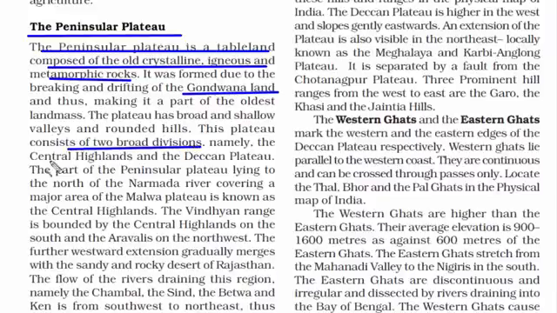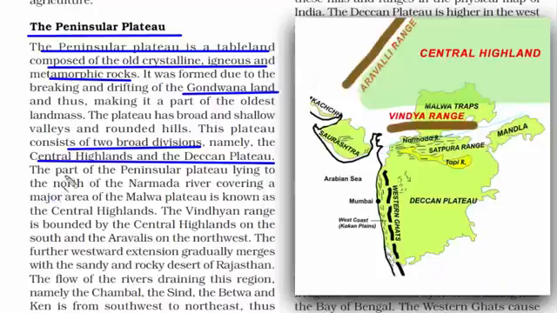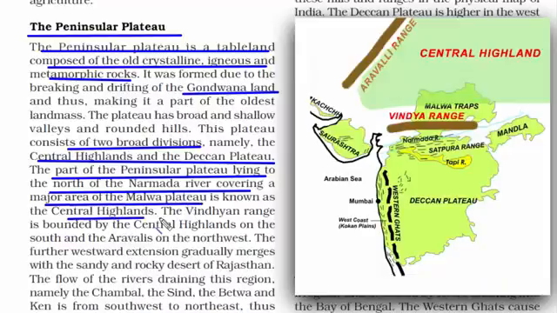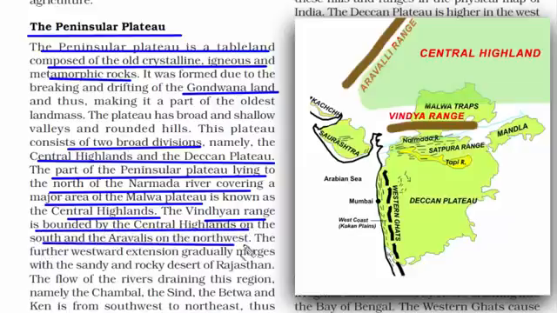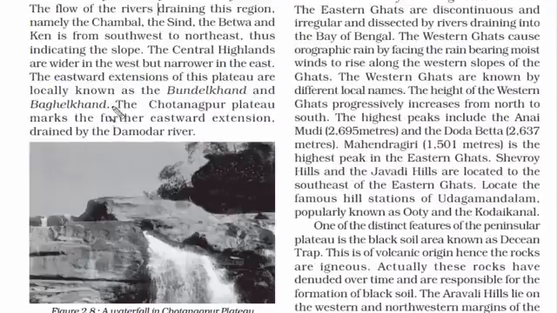Now here the plateau is broadly divided into two categories, the Central Highlands and the Deccan Plateau. The Central Highlands lie right in the middle, to the north of the Narmada River, covering major area of Malwa Plateau. Just have a look at this in the map. Central Highlands is bounded in the south by Vindhya Range, and towards its northwest, near Rajasthan, it is bounded by Aravalis. And the rivers that you will find over here are Chambal, Sindh, Betwa and Ken. The Central Highland extends up to Chota Nagpur Plateau in the east.